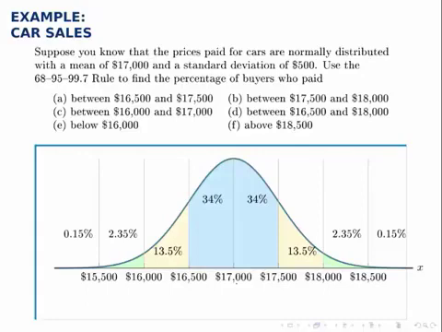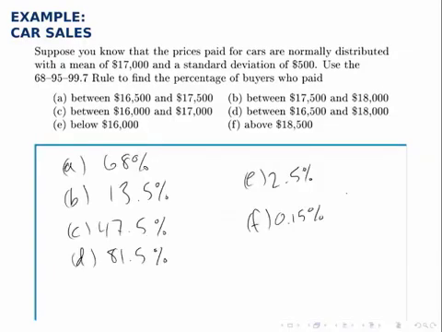Part E asks what percentage paid below $16,000. So that's right here. And below $16,000 we have 2 blocks to take care of, 2.35% and 0.15%. Adding them together we get 2.5%. So 2.5% of buyers paid less than $16,000 for their car. Lastly, the final part asks what percentage paid above $18,500, and again there's only 1 block up there, so 0.15% of buyers paid above that amount. And here we have all the answers summarized.